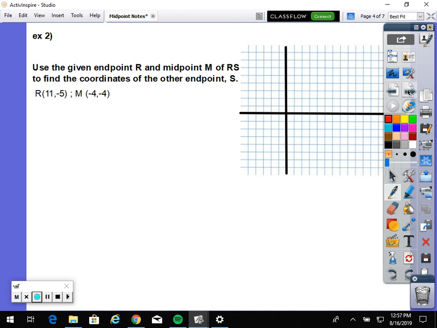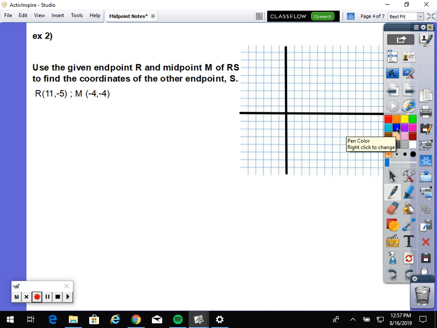So we're going to move on to example number 2, where we are given an endpoint R and a midpoint M, and we need to find the other endpoint, which is S. To do this, I'm going to graph just so we can have a visual, but you don't have to. It's just going to be a little bit of help for us.